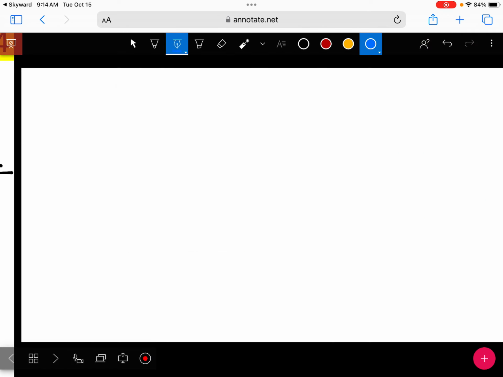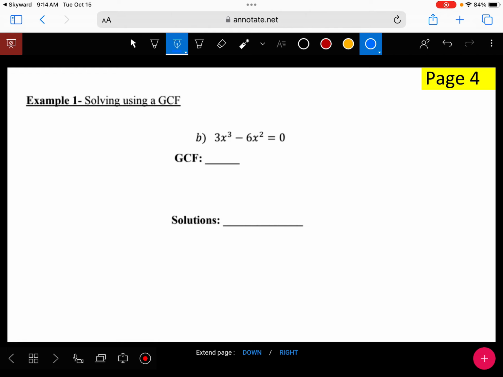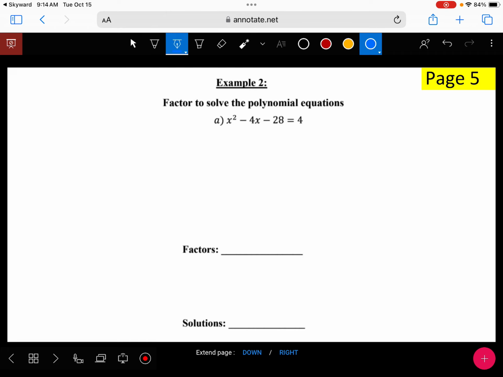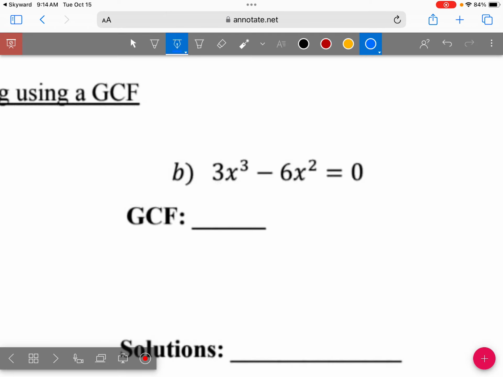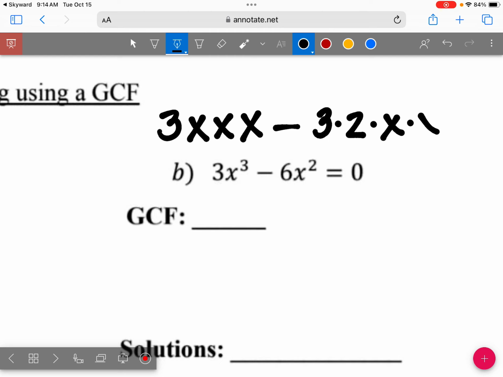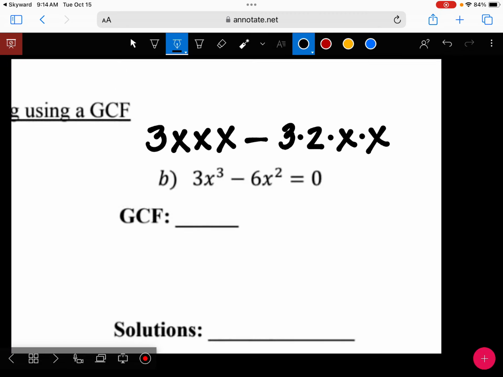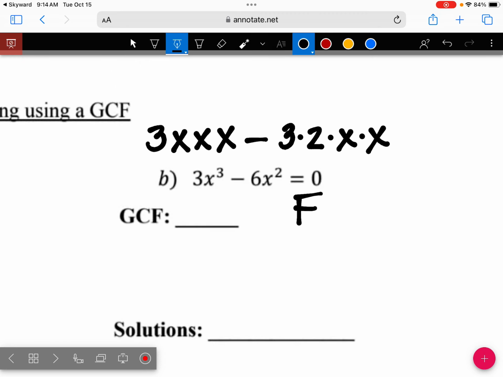All right, let's look at our next example. So let's look at question B. So if I break this down, this would be 3 and then x times x times x minus 6x squared, which is the same as 3 times 2 times x times x. All right, go ahead and look at that. Take out your GCF. So we're looking for what they both have.